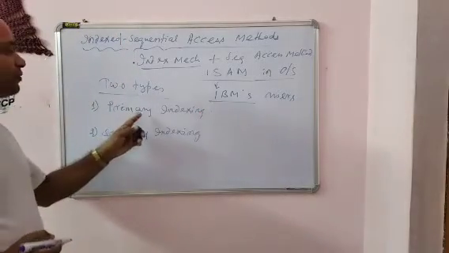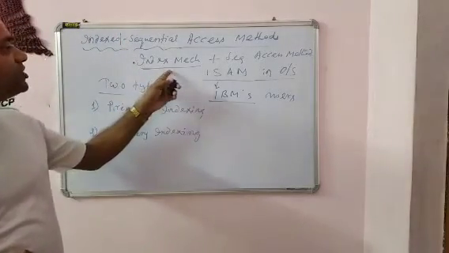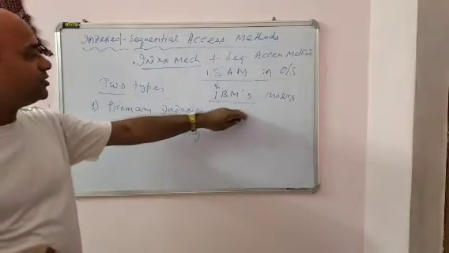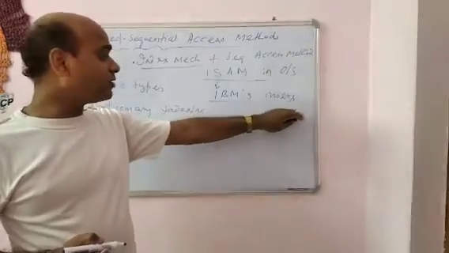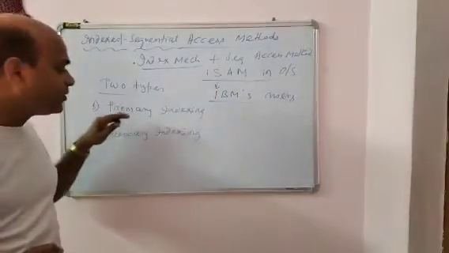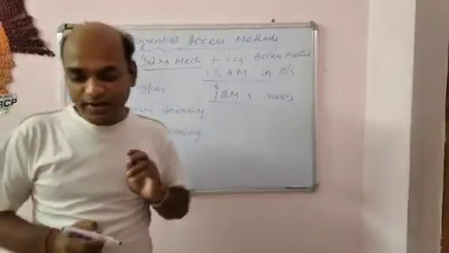Okay. One is your primary indexing. There are two types of index mechanism that are used in operating systems for ISAM, and that was introduced by IBM. So IBM introduced two types of indexing. One is your primary indexing, the second one is your secondary indexing.